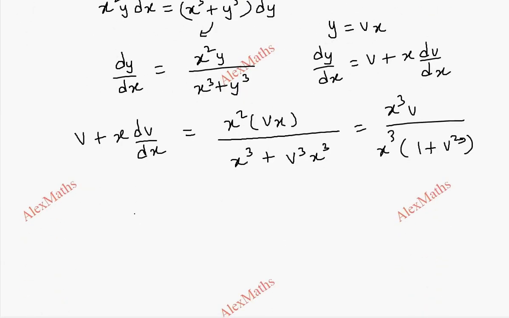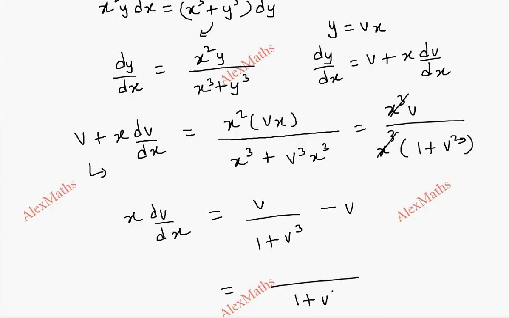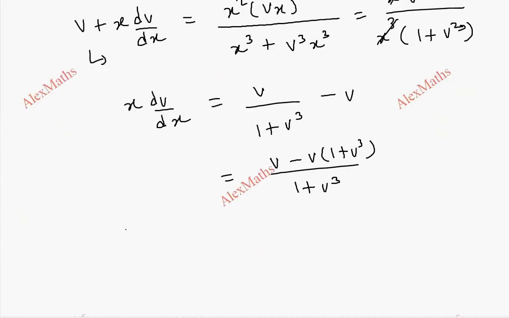Now we have x dv by dx. We can cancel these two, and this v we can take to the other side. So already we have v by 1 plus v cube minus v. We are going to take LCM, which is 1 plus v cube, v minus v into 1 plus v cube. So totally this is x dv by dx equal to v minus v power 4 by 1 plus v cube.